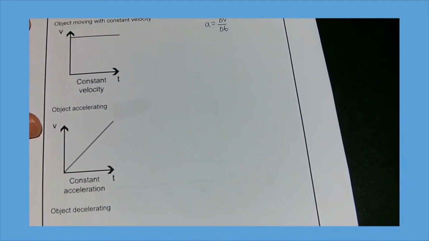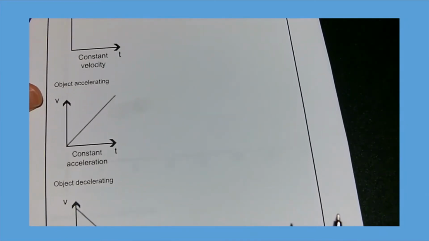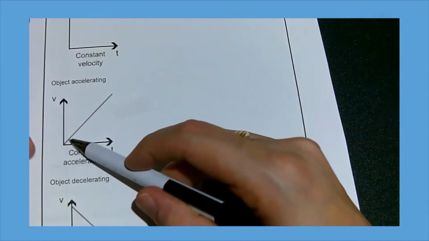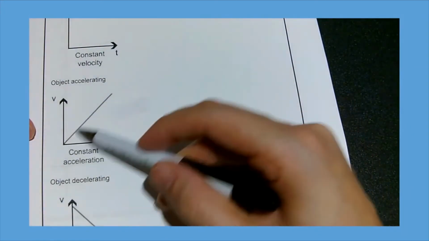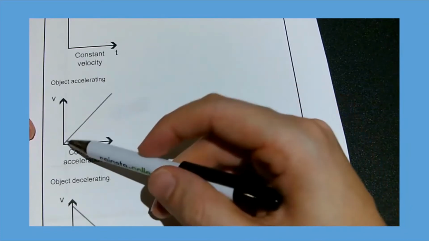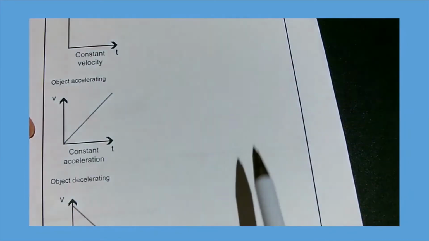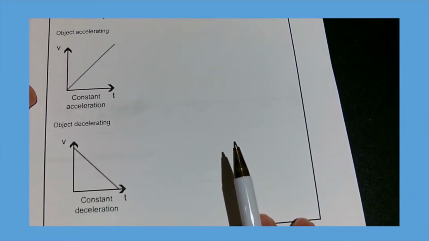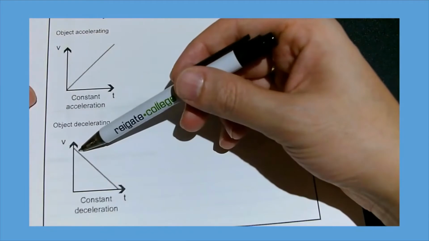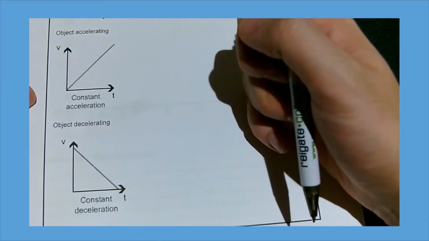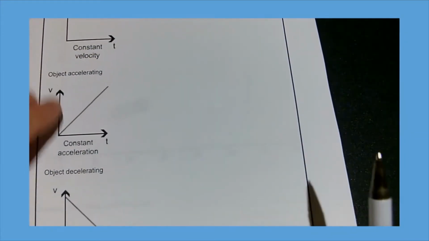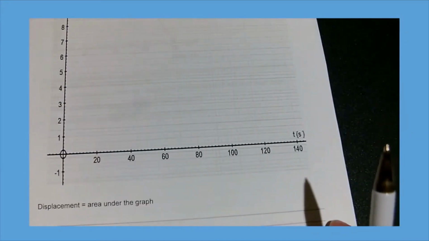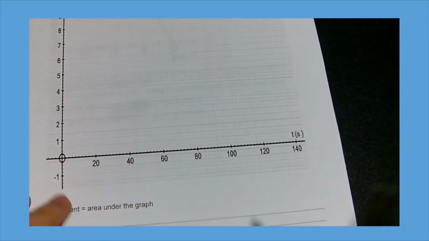However, if the object is accelerating with a constant acceleration, then it's represented by a line with a gradient which is the same all the way through: an increasing, positive line. And the opposite is true if an object is decelerating. This can be represented by a line which has a negative gradient, and the gradient will be the same all the way through. So those are the things that we need to know for a velocity time graph. Let's have a look at this question here.